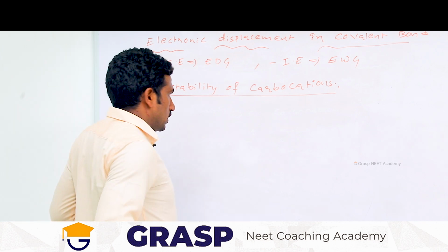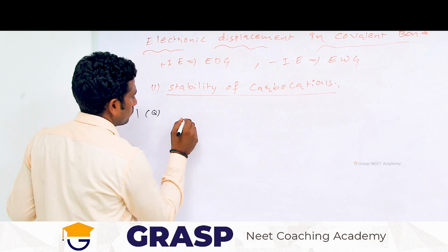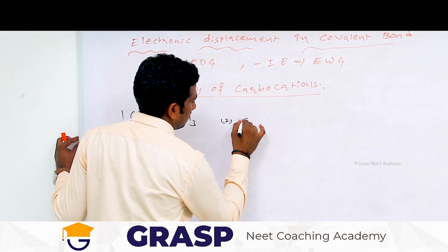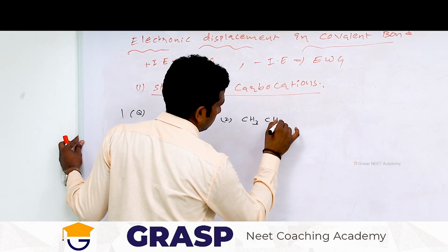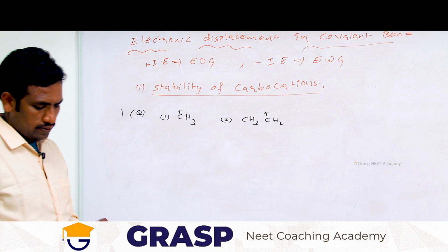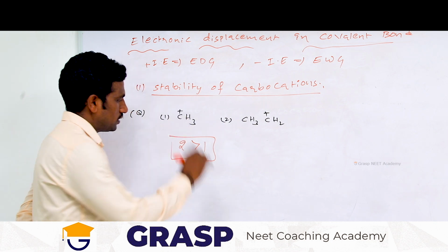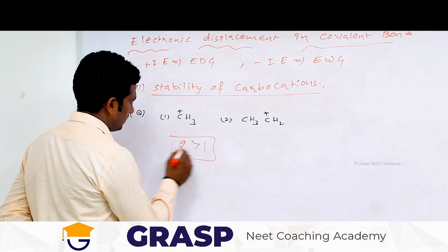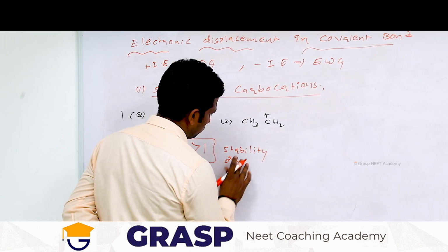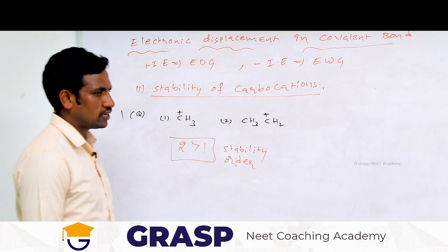Here I will give the first question. Here I have CH3 plus, and here I have an ethyl carbocation. Among these two, which one is more stable? Absolutely, I will write that the second one is more stable than the first one. This is the order of stability. Why is the second one more stable than the first one? That answer you require.